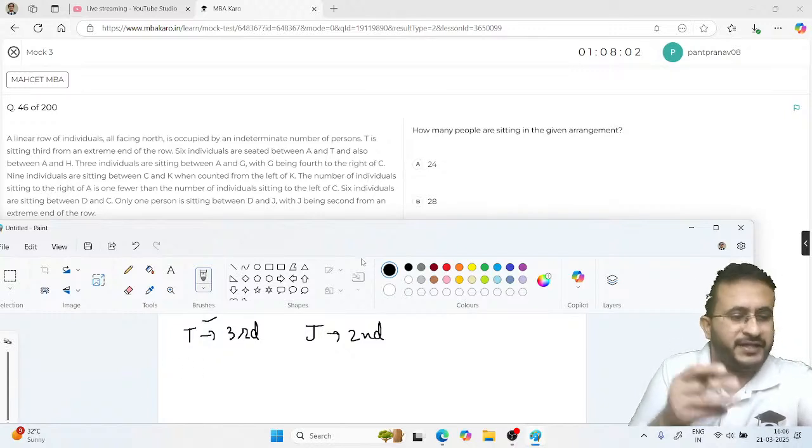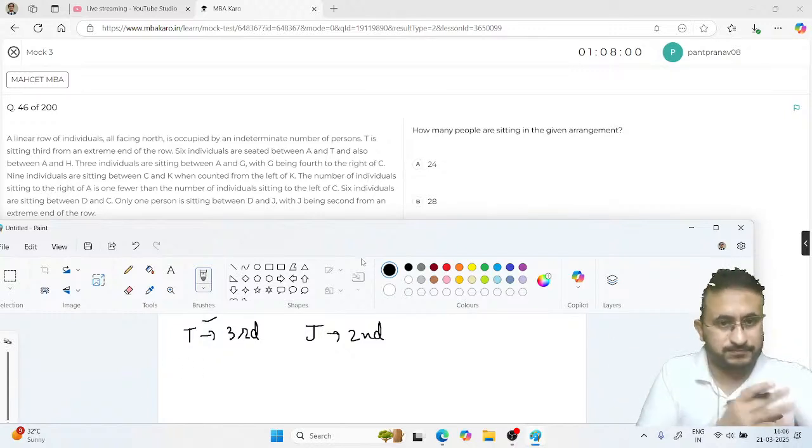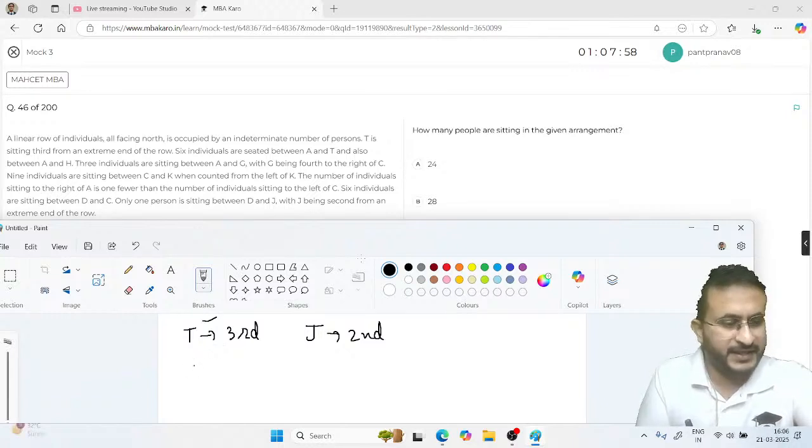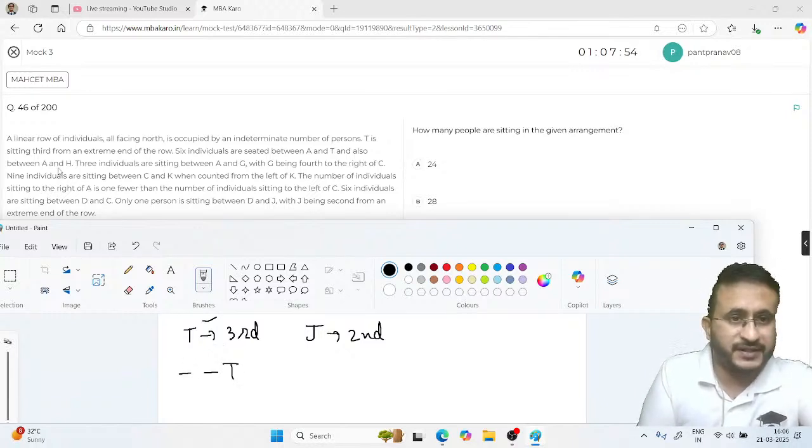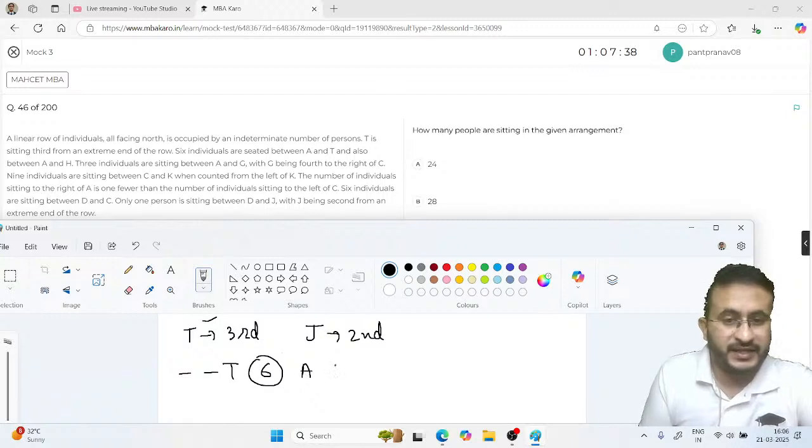Let us start T from the left end. ठीक है, एक example है. So 1 2 T. Now it says that six people are sitting between A and T and also between A and H. So 1 2 3 4 5 6, that is 8. Or you can just write the number 6 also. कि ऐसे भी कर सकते हो, बाद में आप fill कर सकते हो places. Then A, then six people will be this side and then H.